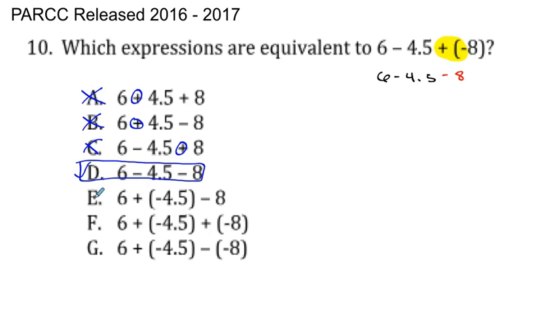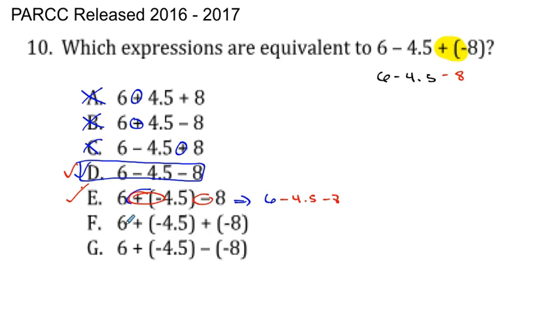Let's keep going down. So now I have 6 plus, but don't get fooled because I have plus minus. So I'm going to simplify this plus minus here, and I'm going to do that here in red. So this plus minus really just means minus. So 6 minus 4.5. So far so good. And then minus 8. And that matches up. So far E and D both work.